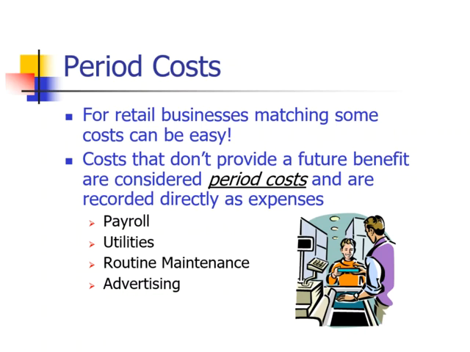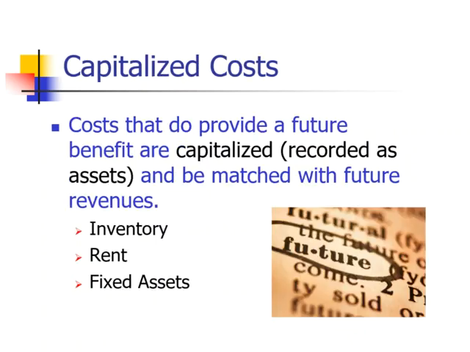Remember our definition of assets, something that provides a future economic benefit? Again, period costs don't provide a future benefit, so we record them as expense in the current period. We incur other costs, for instance, the cost of inventory, the cost of rent, the cost of fixed assets. We capitalize these costs, and capitalize simply means record as an asset, because these costs will provide a future benefit, and we want to match their cost with the future revenues.